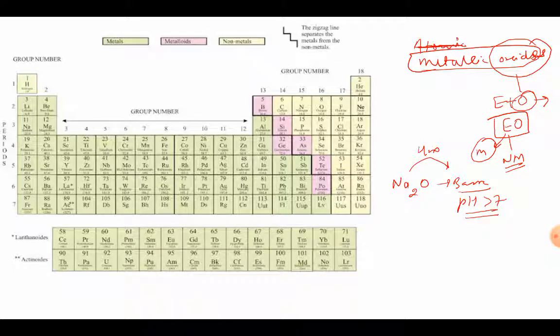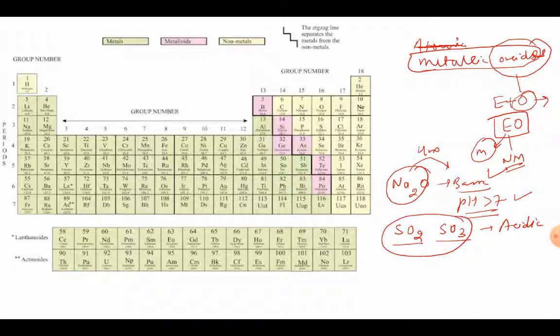And when we talk about the non-metals, like suppose I talk about sulfur, the oxide of sulfur has the formula SO2. There can be some other formula also, like SO3. This is sulfur dioxide and this is sulfur trioxide. It is acidic in nature, right? So the oxides of metals are basic in nature, the pH is more than 7, and the oxides of non-metals are acidic in nature.